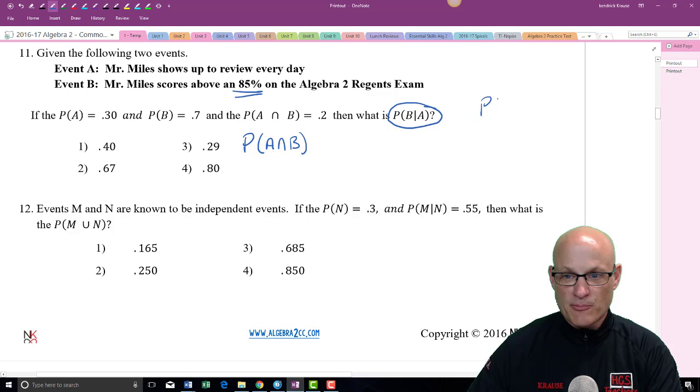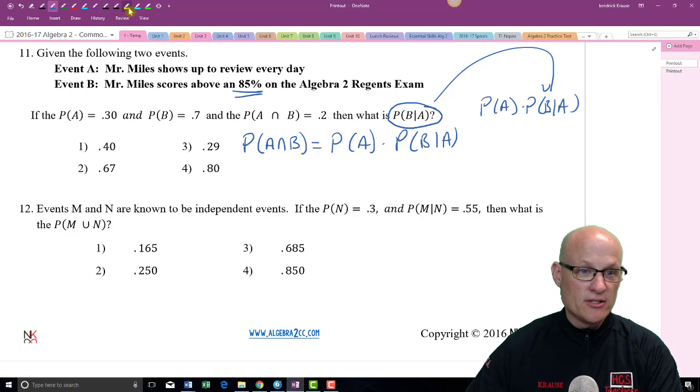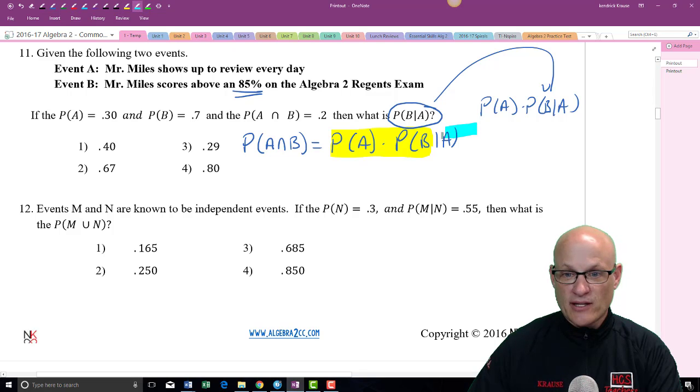So remember, it's going to be the probability of A times the probability of B. That will be the independent formula given A. So that's the one I want. So I'm going to write this as probability of A times the probability of B given A. Again, check it out. Independent formula is right here. That's the independent formula. Right? If you add this little piece on the end, that makes it dependent.